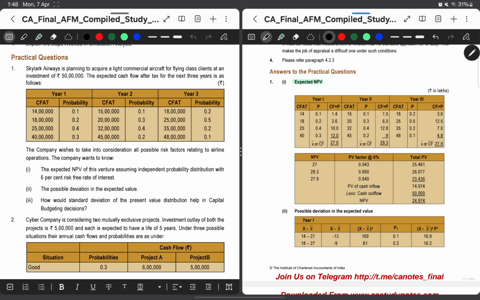Hi CA students, let's revise CA Final AFM Chapter 3 Advanced Capital Budgeting Decisions. Practical question 1.